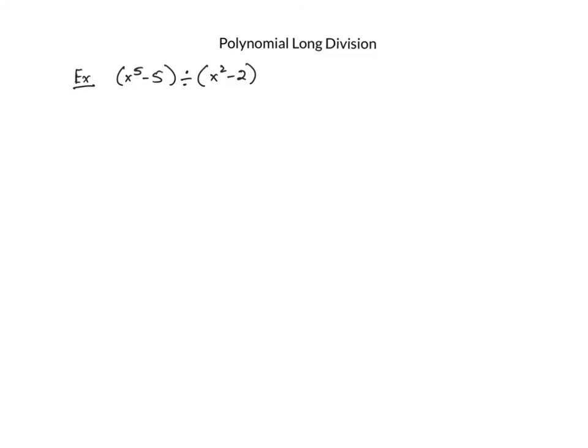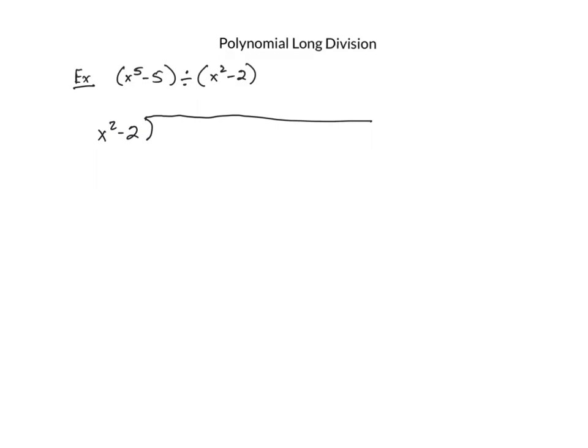Let's do this last example. It will be x to the 5th minus 5 divided by x squared minus 2. So let's set it up. We have x squared minus 2 as our divisor. Now you'll notice I didn't put in a 0x, although you could write this as x squared plus 0x minus 2 as the divisor. You don't need to, and I'll show you why in just a moment.